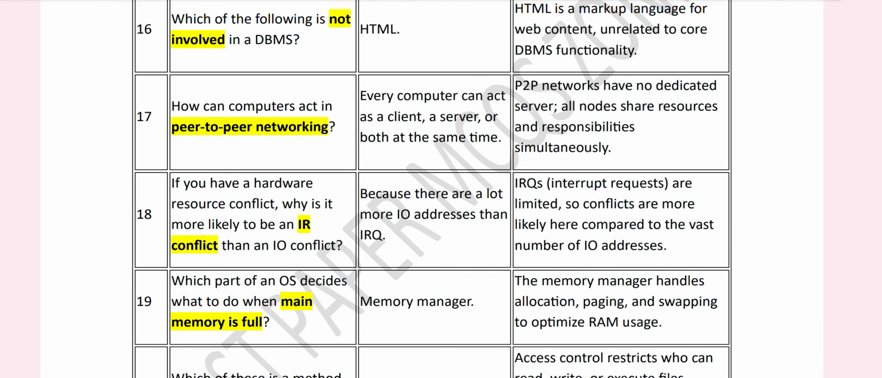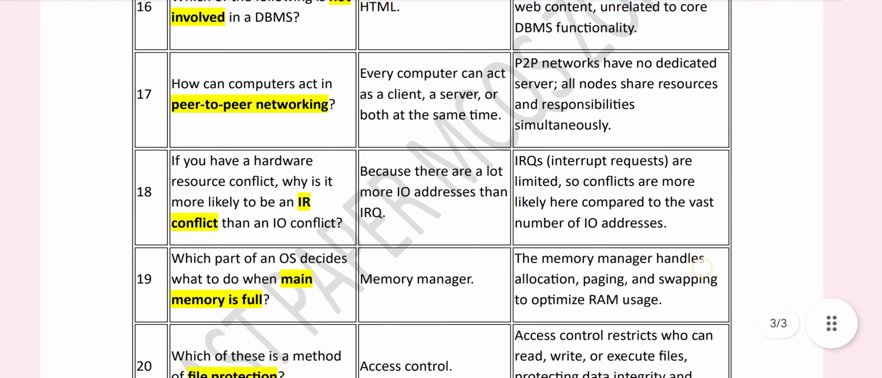How can a computer act in P2P networking? Right answer is every computer can act as a client or a server or both at the same time. P2P networks have no dedicated server. All nodes share resources and responsibilities.